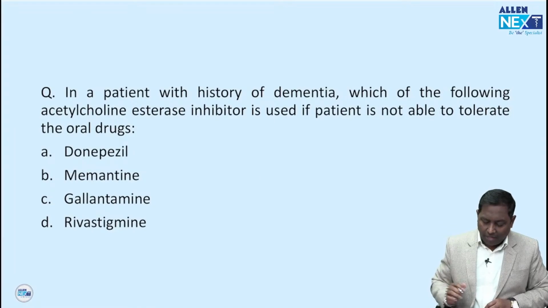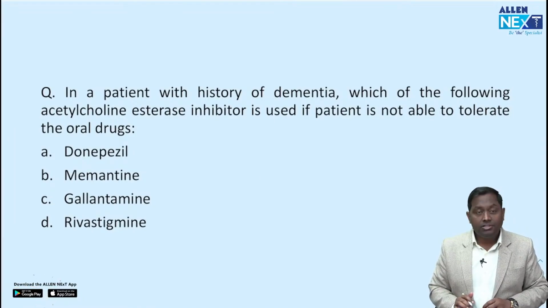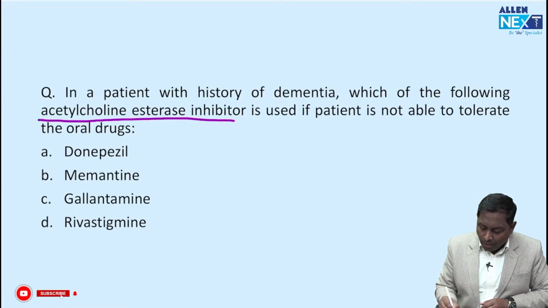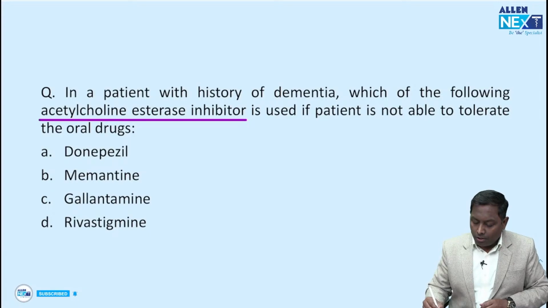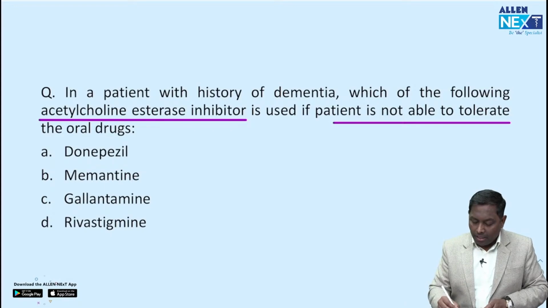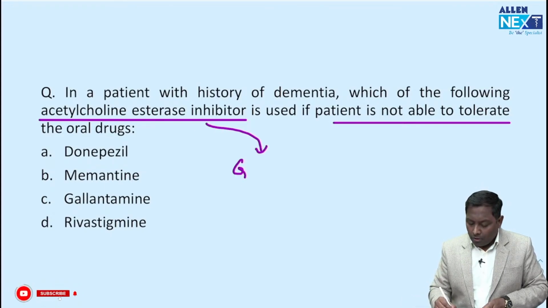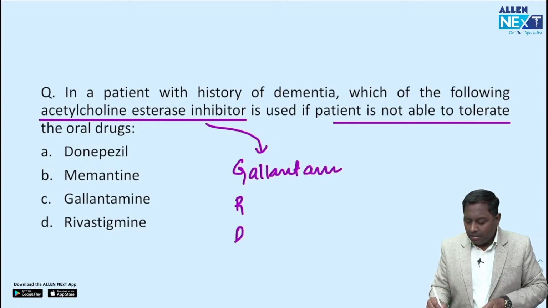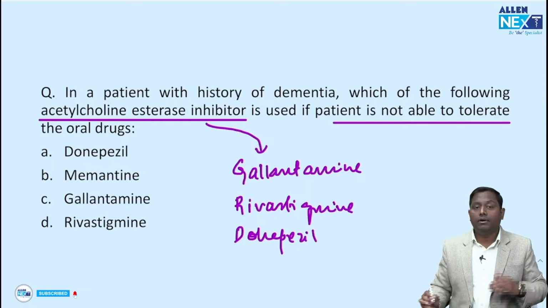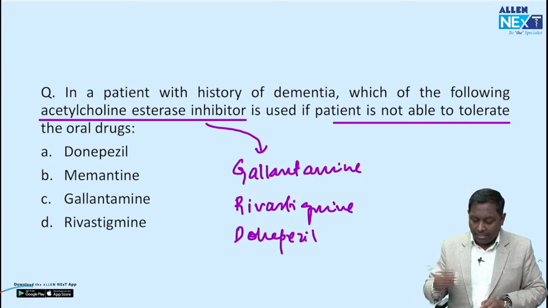So one question that we are having is about a patient with history of dementia, or they were talking about Alzheimer disease. Which of the following acetylcholine esterase inhibitors is used if the patient is not able to tolerate the oral drug? If you are not able to give oral drug, remember acetylcholine esterase inhibitors, I have told you that we are having GRD, that is known as your galantamine, rivastigmine and donepezil. Undoubtedly, donepezil being the drug of choice, whenever students will see donepezil as an option, they tend to mark. But the question examiner has given here, not able to tolerate.